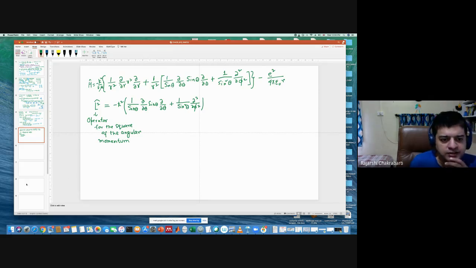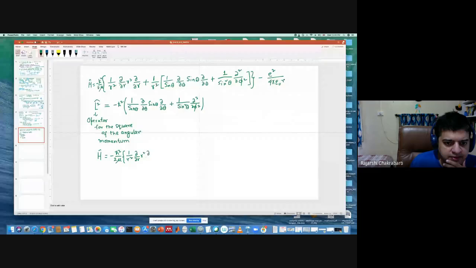So if I know this, then I can write down the Hamiltonian in a slightly different fashion. What will be the way I'm going to write it? I'm going to write it like this. My Hamiltonian is going to be minus h cross square by twice mu. Then you have this radial part. Let me write down the radial part: 1 over r square del r, r square del r. Okay, this radial part. And then I have to multiply it with minus h cross square by twice mu.